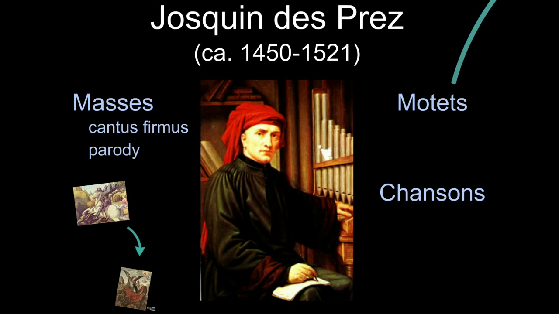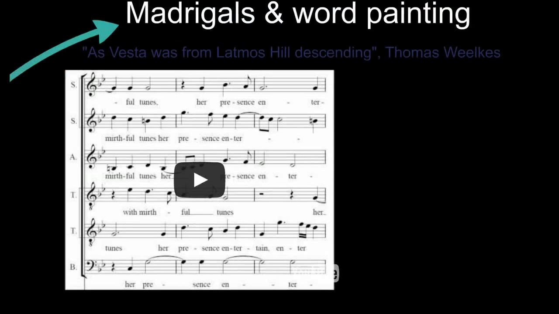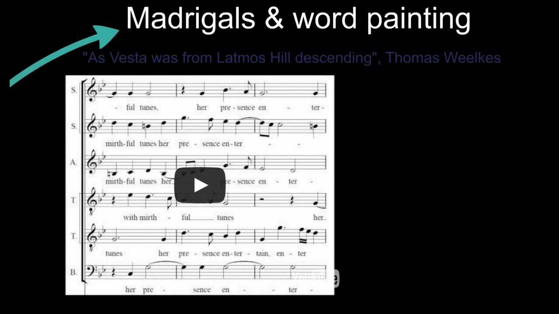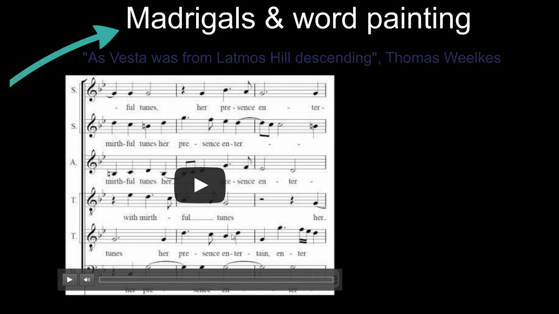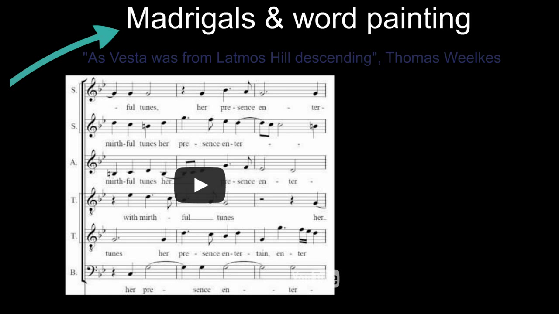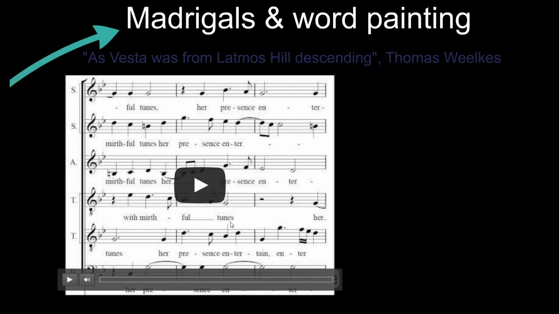The motets he wrote led in many ways to this new genre called Madrigals. And these are secular songs that a lot of composers started to write in the late Renaissance. And they tended to use this technique called word painting, in which the music tries to literally follow what the words are saying. I'll play you an example by an English composer of the time, Thomas Weelkes, called As Vesta Was From Latmos Hill Descending, so you can see what I mean.